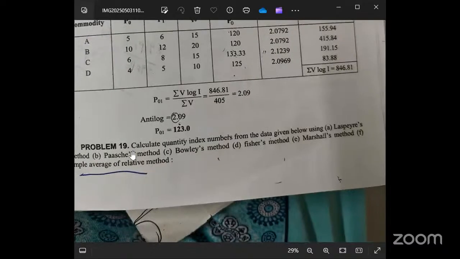So next problem, calculate index numbers, this is another method. So this is quantity index method. Calculate index numbers from the following data given below using Laspeyres method, Paasche method, Bowley method, Fisher method, Marshall method, and simple average of relatives method.